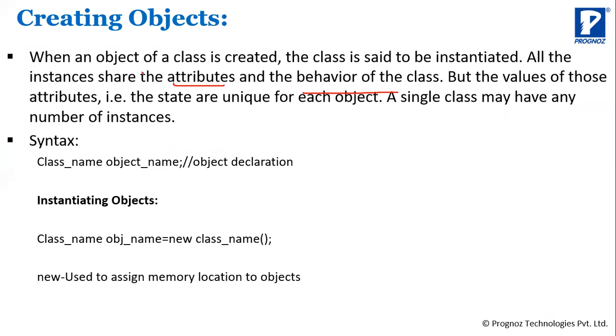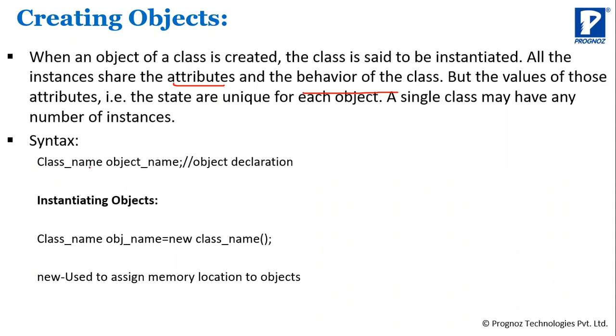When we create an object of the class, it is said to be instantiated. All the instances share the attributes and the behavior of the class, but the values of those attributes and the state are unique for each object. Let's suppose I'm creating three objects of the calculator class. The values can be different for each object. Meaning the values of the three objects can be different. So why are we creating different objects? To give different values. That's why we create different objects for the classes. A single class may have any number of instances.